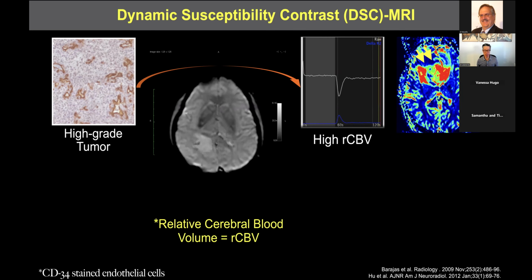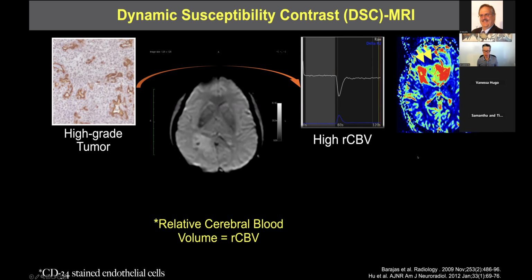The basic premise here is that tumor in general has high microvessel volume, which means that it's not necessarily the leakiness of the vessels, but it's the size of the vessels, the overgrowth of the vessels that we're able to measure. And that increase in microvessel volume translates to a large response to the contrast bolus injection that we measure on DSC perfusion MRI. And that translates to a large measurement of what we call relative cerebral blood volume, or rCBV.